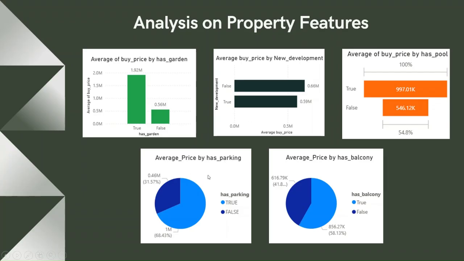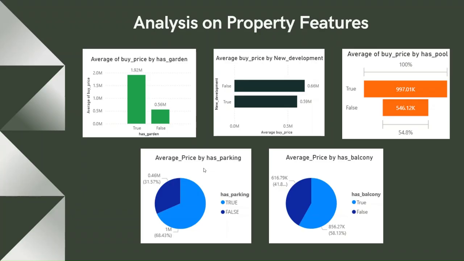Now if I check the average buy price by parking features, a large percentage of properties have parking, and the average price is notably higher for those with parking. If it has parking, the cost is around $1 million, and if it doesn't, then 0.46 million dollars. Obviously, parking is a very important feature, because without parking there is no use buying a property in the location if there are no parking slots available.